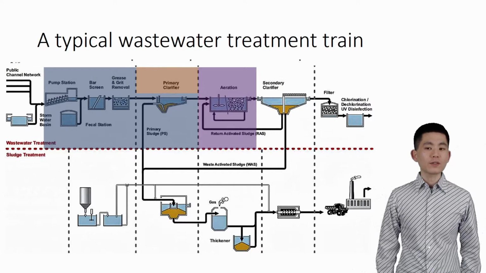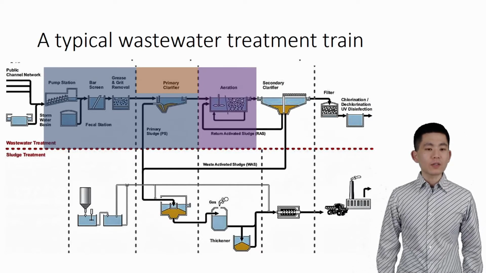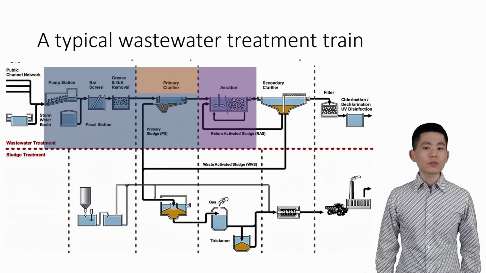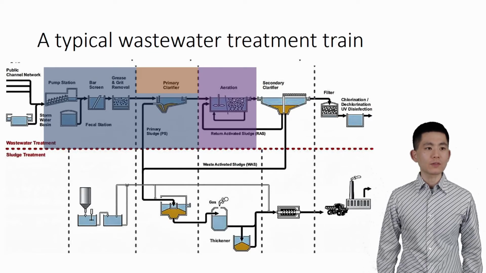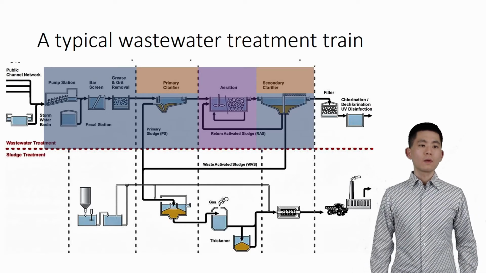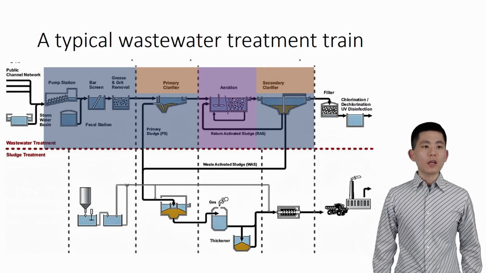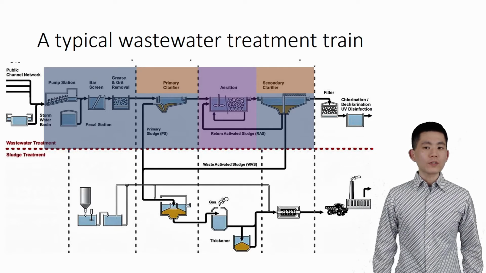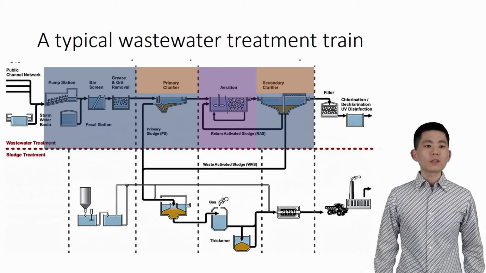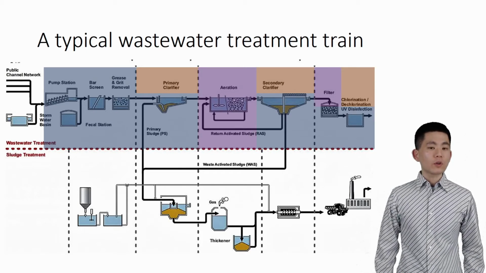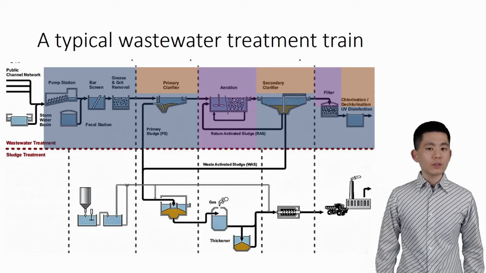In this process, oxygen is supplied so that the biomass convert the organic carbon to CO2 and use the energy generated during this reaction for growth and maintenance. The biomass or activated sludge are settled in the secondary clarifier to be recycled or wasted. The clean supernatant can go through a tertiary treatment such as filtration before being disinfected and discharged.